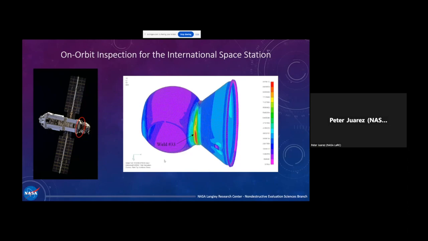So we were approached by Johnson Space Flight Center, who had heard of our work on the simulation of ultrasonic inspections, and they asked us to help in the development of a technique that would work in this scenario.